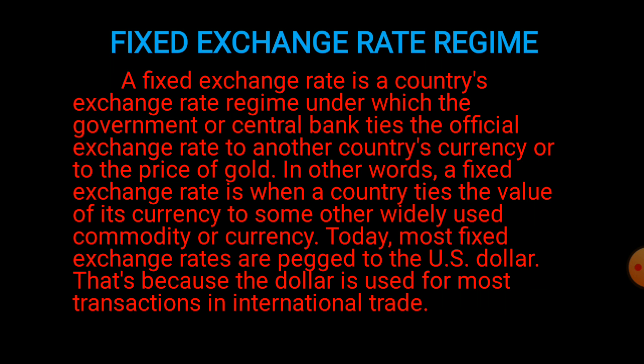Fixed exchange rate regime is also called the pegged exchange rate system. Under the fixed exchange rate system, the government or central bank fixes the currency value to another country's currency or to the price of gold. Fixed exchange rates are stable and don't change. The central bank makes any changes if required.